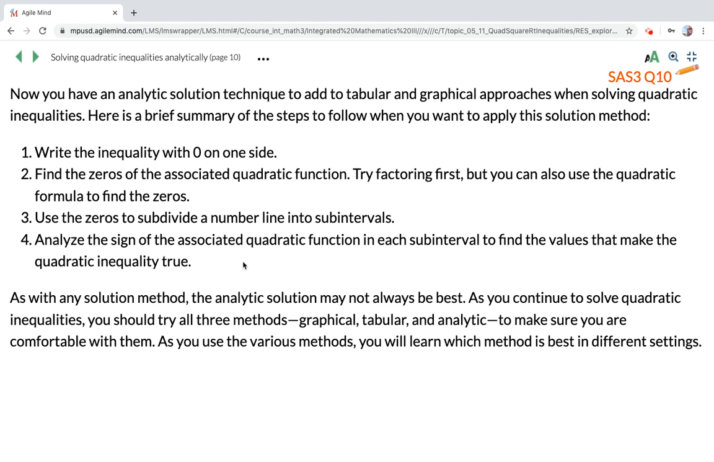Just like always, as great as the analytic solutions are, it may not always be the best. It's always good to try different types. We like using graphicals. So hey, you've got Desmos on your computers, you want to check your work, graphing it is not a bad way to go. Some people like to make tables. They're really comfortable with tables, and that's okay. And of course, there's always this analytic method with our sign chart. So you just got to keep practicing these different methods, get used to them, figure out what you're most comfortable with.